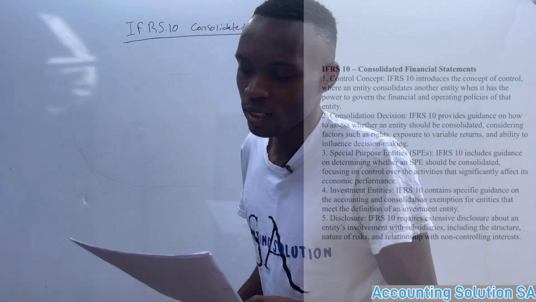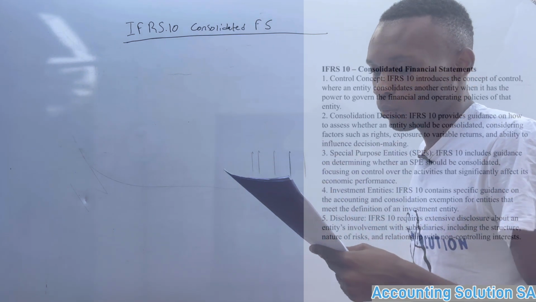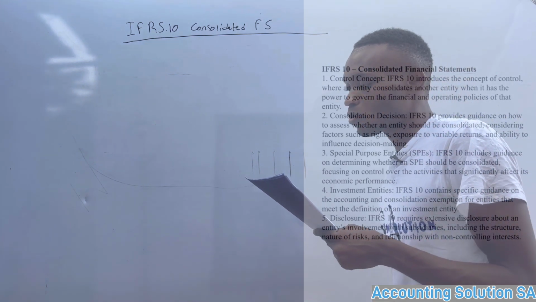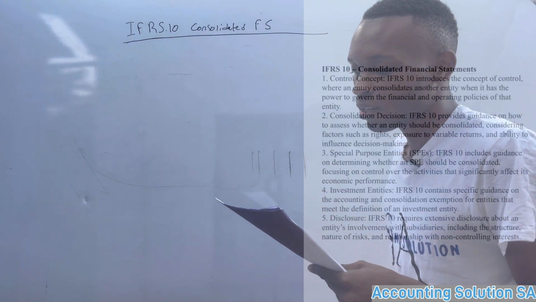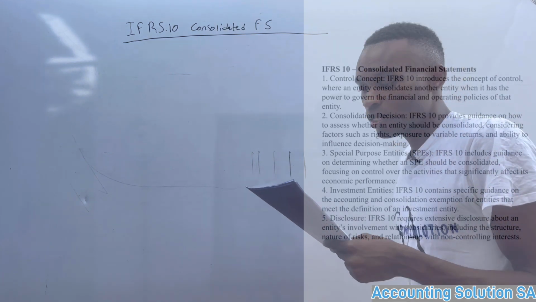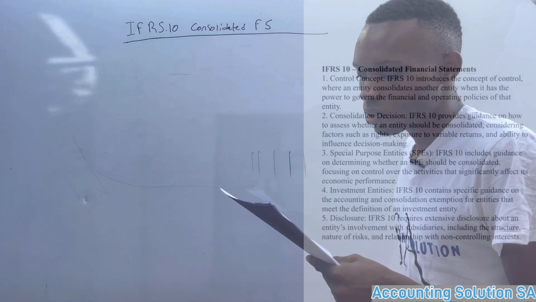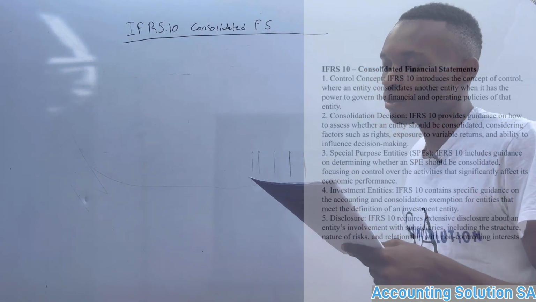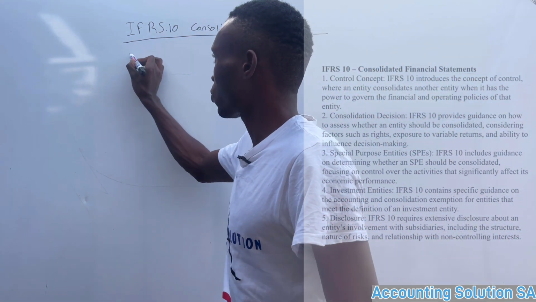Okay, the first thing that you need to understand under IFRS 10, guys, is the issue of control. IFRS 10 introduced the concept of control, where an entity consolidates another entity when it has the power to govern the financial or operating policy of that entity. For the consolidation decision, IFRS 10 provides guidance on how to assess whether the entity should be consolidated, considering factors such as rights, exposure to variable returns, and the ability to influence decision making.